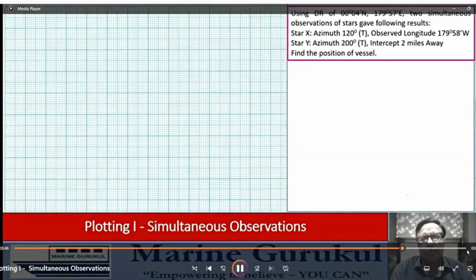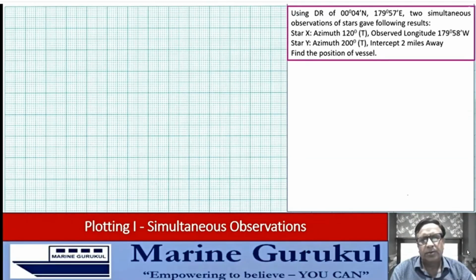We quickly run through the last example. DR 00 degrees 4 minutes north, 179 degrees 57 minutes east. Two simultaneous observations: star X, azimuth 120 degrees true, observed longitude 179 degrees 58 minutes west; star Y, azimuth 200 degrees true, intercept 2 miles away. Find the vessel's position. I'm sure as far as methods are concerned, there is no discussion that should be required now. Star X by longitude by chronometer, star Y by intercept method.